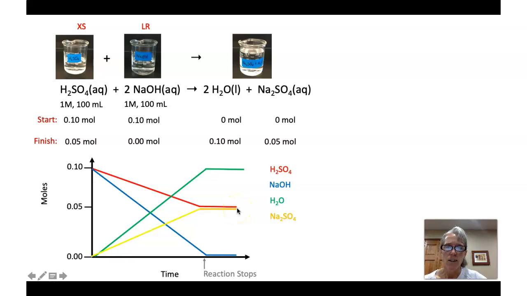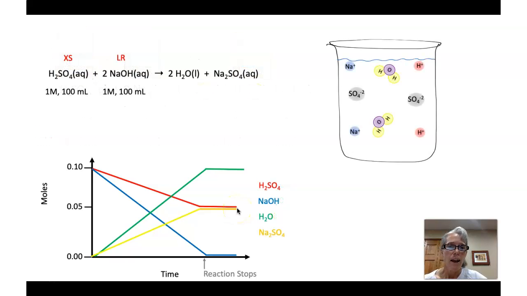Okay, now let's take a look at this graph and also look at our final microscopic depiction of the reaction. In our picture, we see that we have 1 sodium sulfate and 2 waters, which is consistent with our green water line being twice as high as our yellow sodium sulfate line. And if we look a little further, we see in the picture, there's no base. Our blue line goes to 0. And there's 1 part sulfuric acid, and our sulfuric acid line goes down partially.